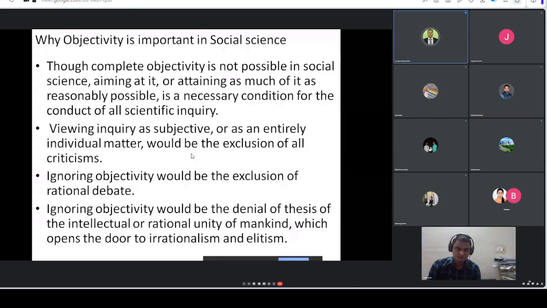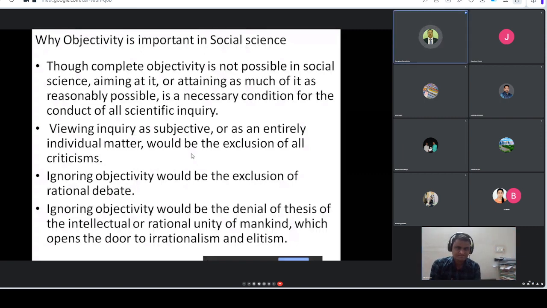We need to open up. Honestly, we have to do our study. The moment we ignore objectivity, our study will be kind of subjective. The whole debate of rationality will be totally gone. That is why we have to have a rational debate. We should allow a rational debate. We should allow a proper discussion. That is why we need to open up.